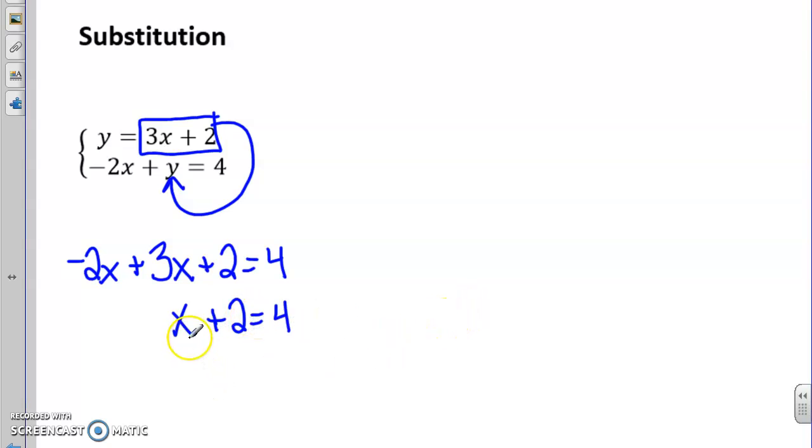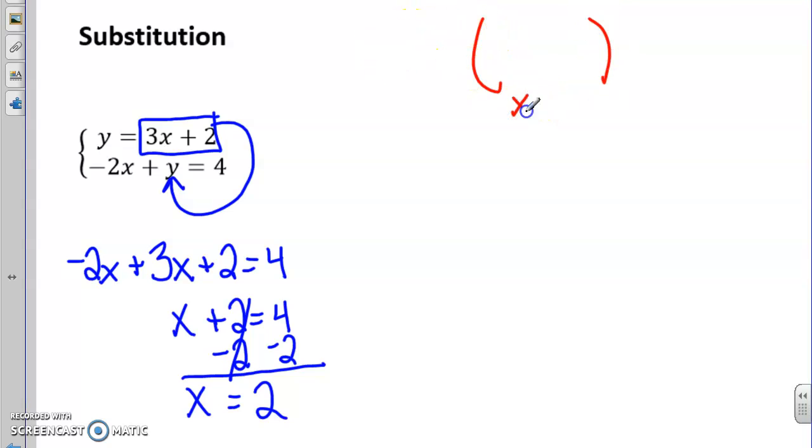All right, and then to solve for x, get rid of this 2. So we're going to subtract 2 to the other side. Bring down the x equals, and 4 minus 2 is 2. All right. So remember, all answers to systems are coordinate points. So what we're looking for is an x, comma, y coordinate. We just found the x. So I know that the 2 goes here, but you're not finished until you find the y.